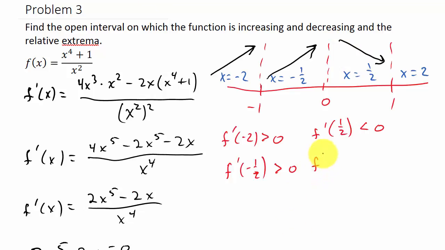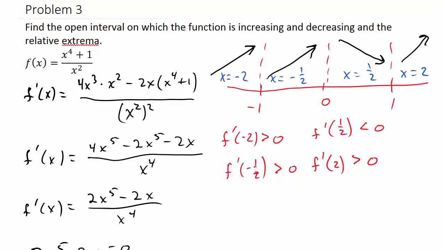And then we do the f prime of 2, and when I plug the 2 in here, that's going to be a positive up here in the numerator and a positive down here in the denominator. And so that tells me that this is positive, so this is greater than 0. So that means on this interval it's increasing.